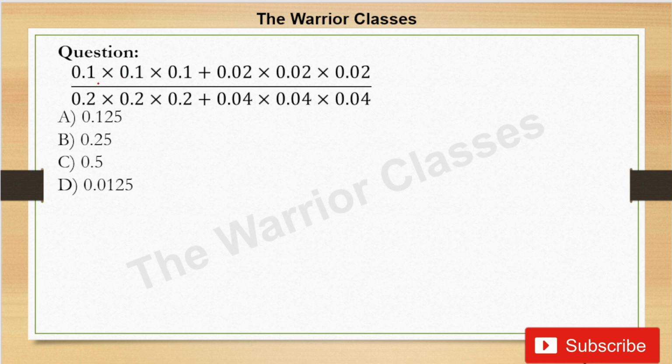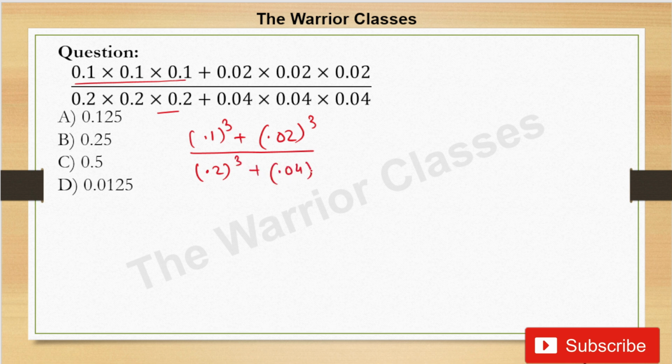We will solve this problem, and we can write the numerator as 0.1 cubed plus 0.02 cubed, right? In the denominator we have 0.2 cubed plus 0.04 cubed. Now 0.2 we can write as 2 multiplied by 0.1, and here it is cubed. Similarly 0.04 we can write as 2 multiplied by 0.02, and here it is cubed.